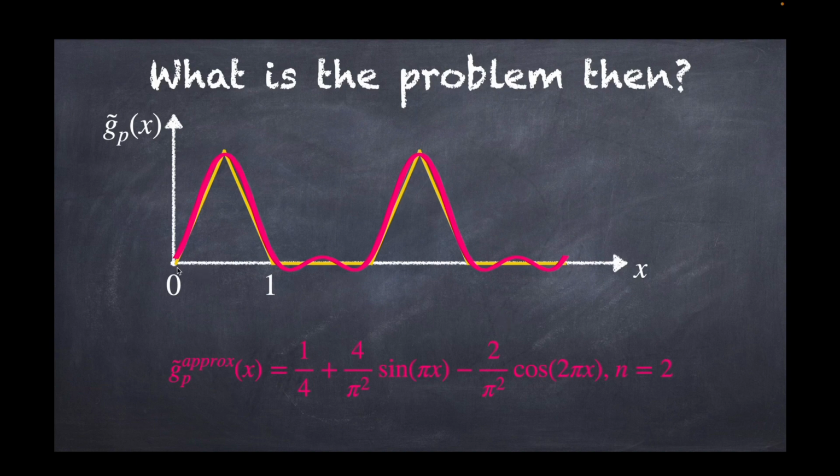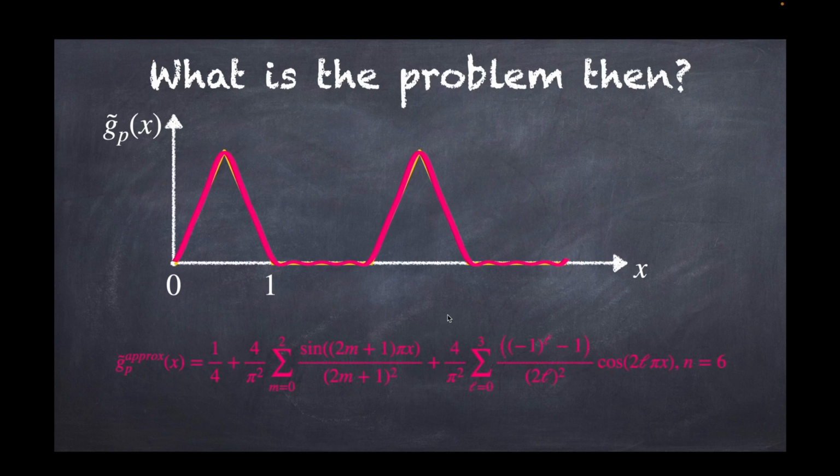So I'm plotting the function we had here. And then I'm plotting just the first, actually here, 2 orders. So it's 1/4 plus 4 over pi squared sine pi x minus 2 over pi squared cosine 2 pi x. Okay. Now, if I increase the order, so here n is equal to 6, I already need to write an actual sum because it becomes very, very cumbersome very fast. Okay. So that's how this works.